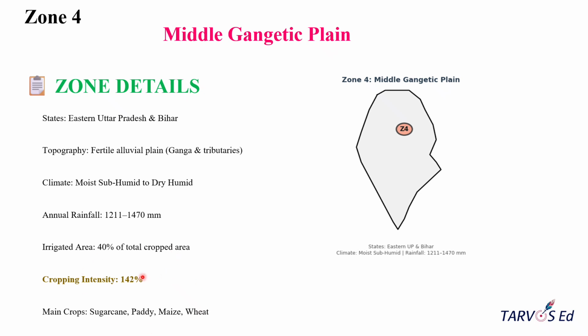So the main crops grown are sugarcane, paddy, maize, wheat. So it is a mix of both food crops as well as cash crops, right? So this will make it one of the most productive agricultural belts in the Gangetic plain. Okay, so the 142% is very important. It means that on 100 hectares of land, they grow crops on 142 hectares in a year. That makes it very easy to grasp, which means that cropping intensity is more.